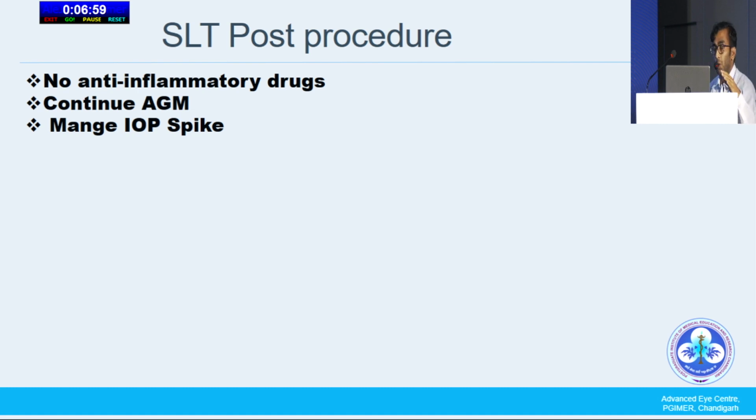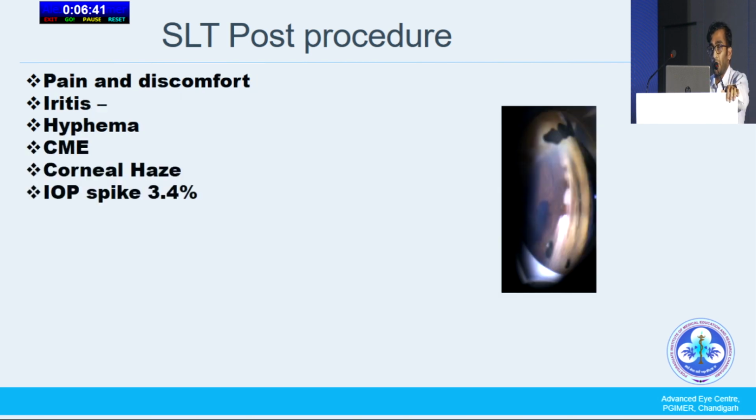So what is the post-procedure care? It's said that no anti-inflammatory drug is needed. If the patient complains of pain and discomfort, just give a single dose of systemic NSAID. And if you are doing an add-on procedure, continue all the anti-glaucoma medication and manage the IOP spike if it happens. Post-procedure pain and discomfort is the most common complaint. Sometimes there can be iritis, hyphema, CME, corneal haze, and IOP spike.